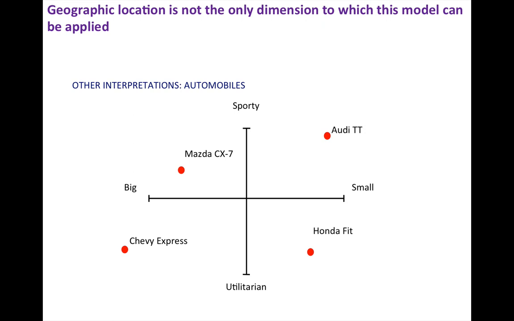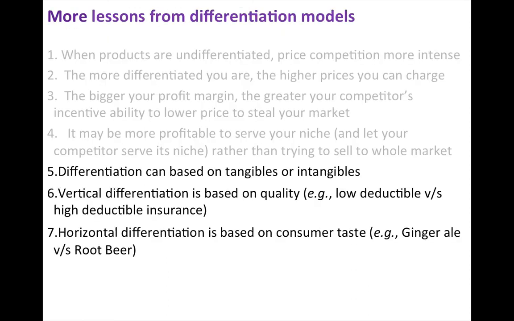And what you can see is that companies, automakers, choose to locate their products as far away from each other as possible in product space and as close to where customer preferences are. So you can think about differentiated product competition as these little points in space where companies are placing their products to be close to local demand and as far away from each other as possible. Okay, that's a model of differentiated product competition.